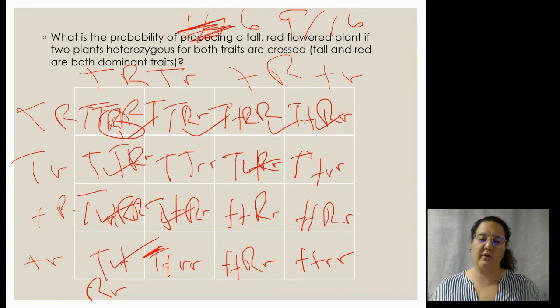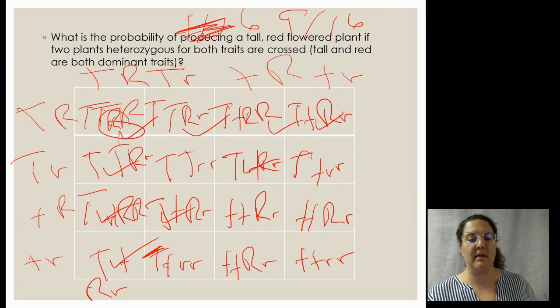So that's the dihybrid cross Punnett squares. They're a lot larger. They take some more time to figure out your exact genotypes in the offspring, but they are great for solving those problems.